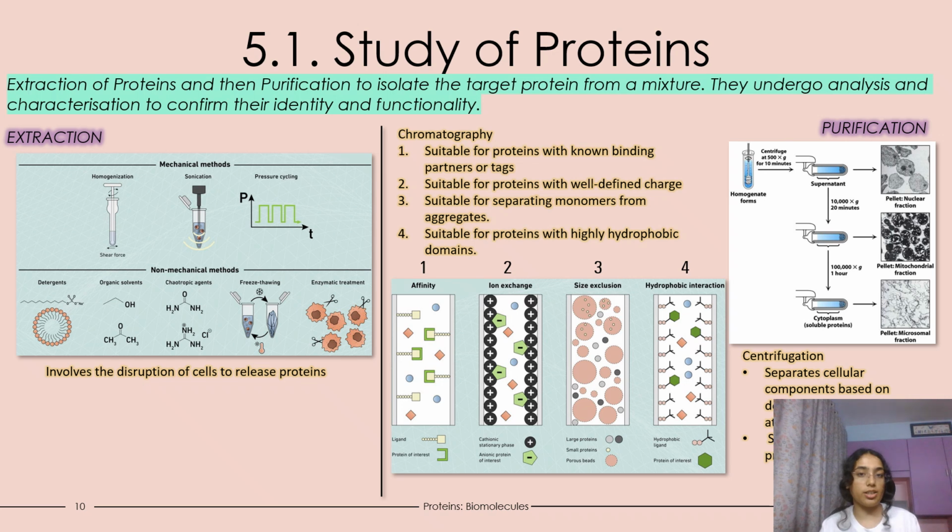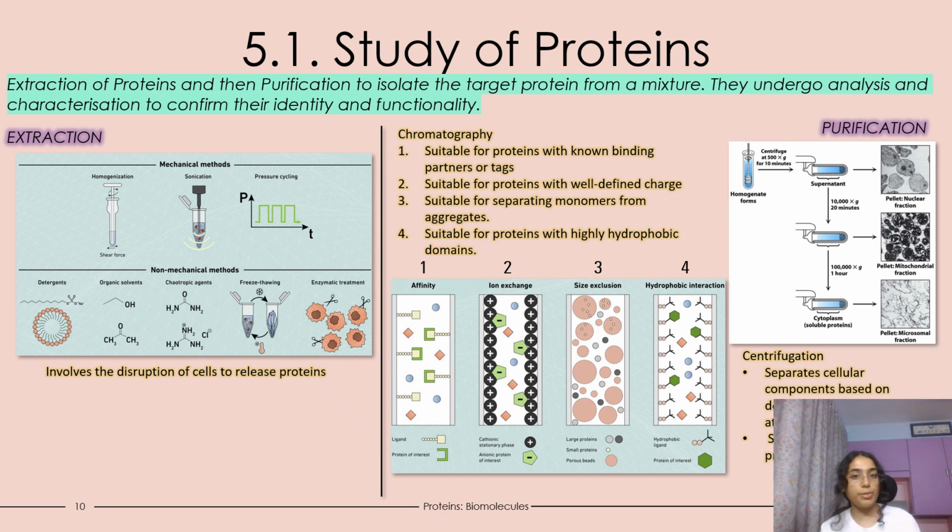Instruments include the barocycler. Non-mechanical methods: detergents, which disrupt lipid membranes, for example SDS; organic solvents, ethanol or acetone, that disrupt membranes and precipitate proteins; freeze thawing, which uses repeated freezing to form ice crystals that lyse cells. Enzymes like lysozyme break down bacterial cell walls. Then is purification. Centrifugation is commonly the first step to eliminate large contaminants from the crude extracts. Its principle is based on density. The supernatant that is collected contains the proteins.